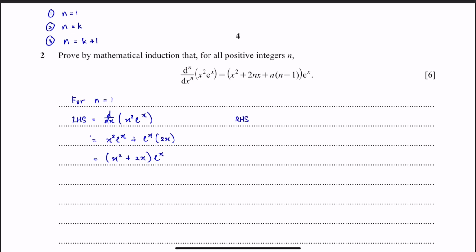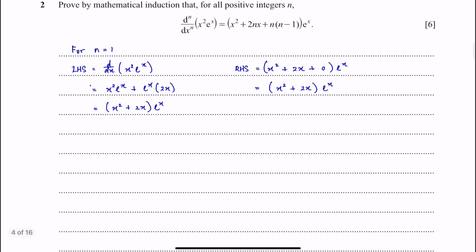For the right hand side, we get x squared plus 2x plus 0 times e to the power of x. So we can see that the left hand side is equal to the right hand side. So just write it out. Left hand side equals to right hand side. So this statement is true for n equals to 1.